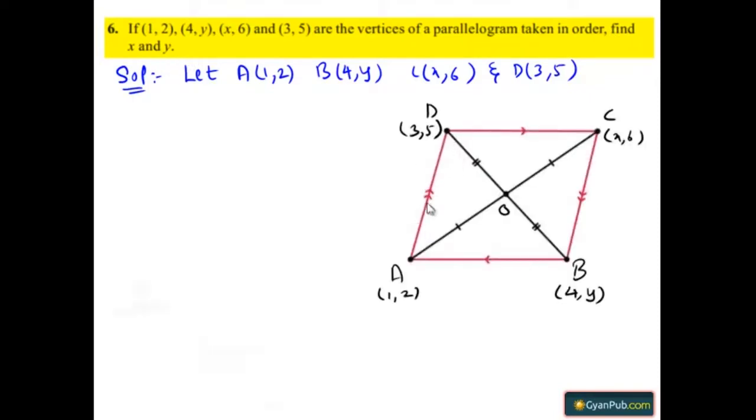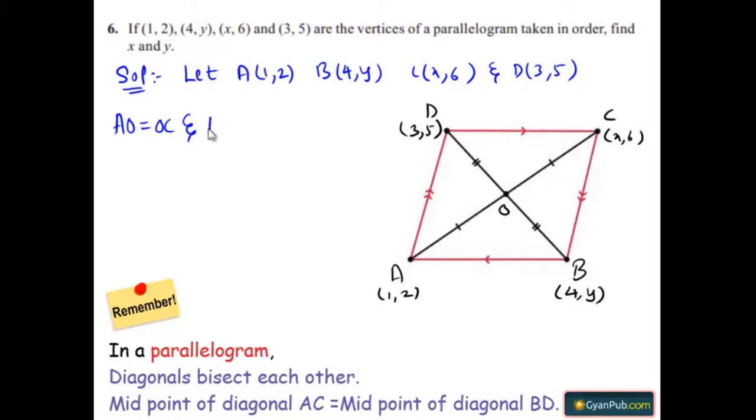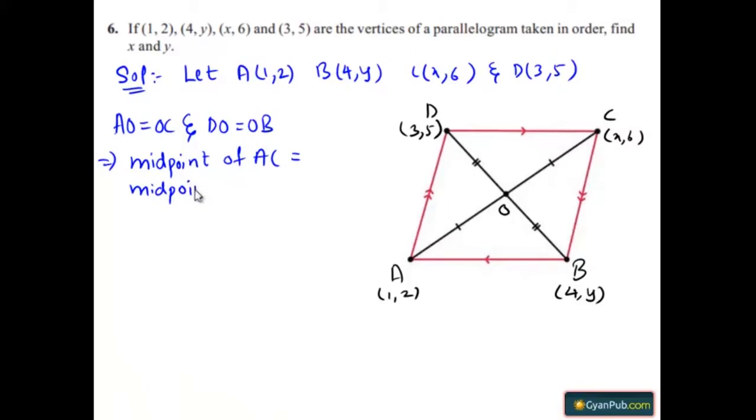We know that in a parallelogram, the diagonals bisect each other, that is AO = OC and DO = OB, which means the midpoint of the diagonal AC equals the midpoint of the diagonal BD.